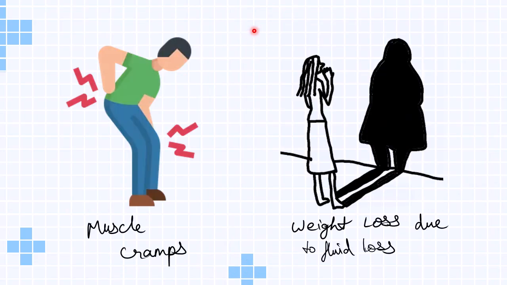Because of severe fluid and electrolyte loss, patients may develop muscle cramps. Continuous loss of body fluid also leads to significant weight loss. Without prompt fluid replacement, these complications can become life-threatening.